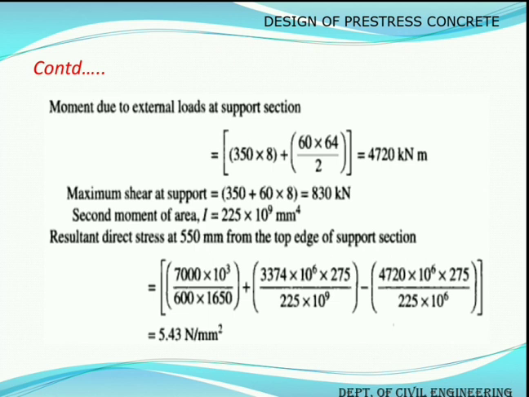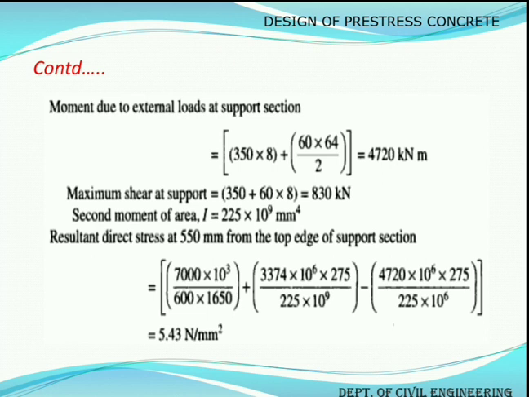W is 60 whereas L is 8, so L square is 64. So directly we have taken 64 divided by 2, which gives out to be a bending moment of 4720 kilonewton meter. Okay, so this is the bending moment which is caused because of the loading, whereas in the previous view we got the bending moment PE, which is the resisting bending moment which is developed due to the prestress.